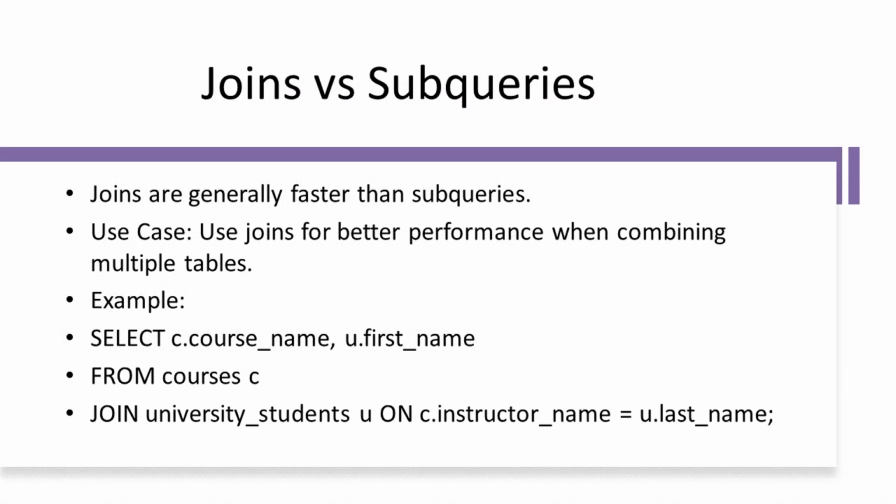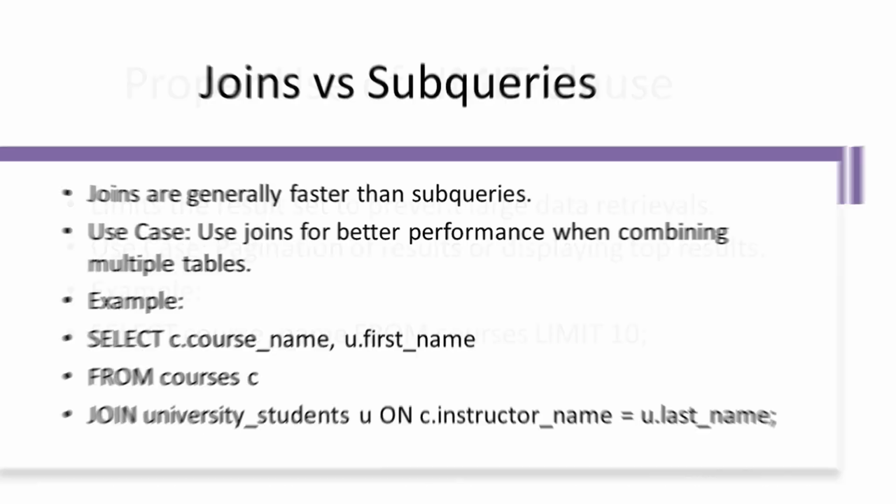Next, let's talk about joins versus subqueries. I've also covered these in the previous lectures. Joins are generally more efficient than subqueries when combining data from multiple tables. While subqueries are easier to use, they can become slow when working with large data sets. In contrast, joins allow MySQL to combine data more efficiently. For example, if you need to combine data from the courses table and the university students table, a join operation will typically perform better than a subquery.